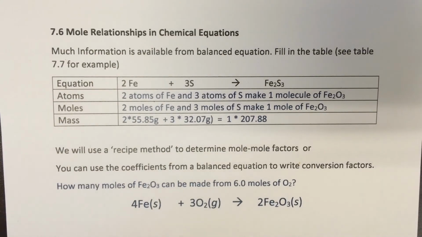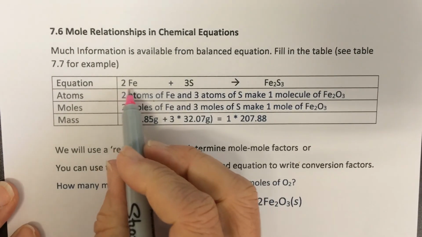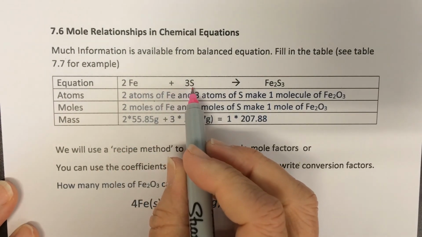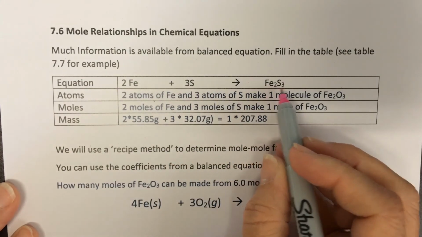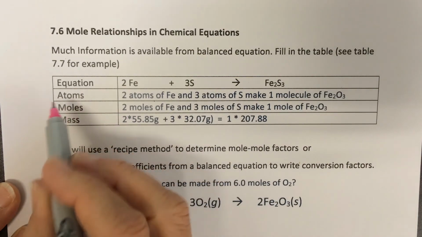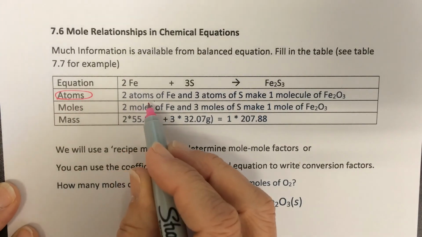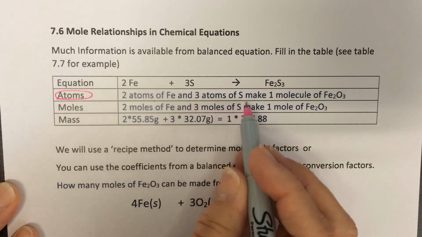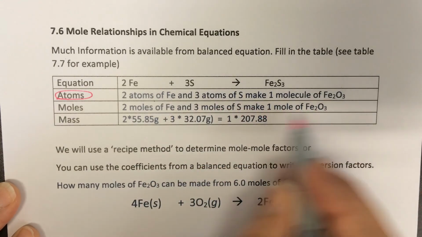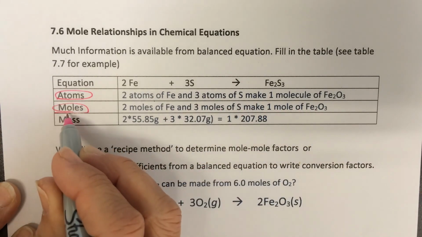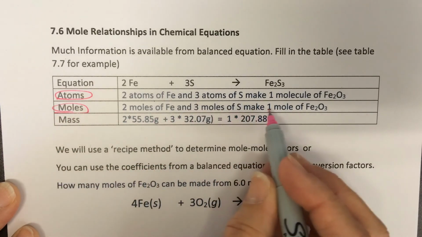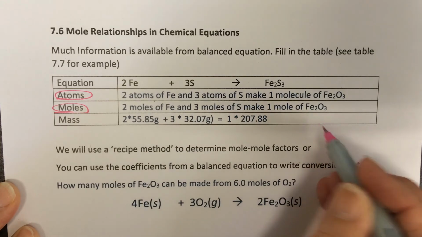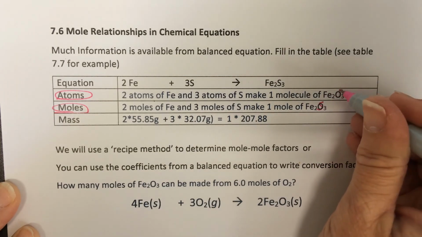Okay, a lot of information is available from a balanced equation. So if we have the equation 2Fe plus 3S make 1 iron sulfide, we can read that as atoms: 2 atoms of iron and 3 atoms of sulfur make 1 molecule. We can also read that as moles: 2 moles of iron and 3 moles of sulfur make 1 mole of iron sulfide. Sorry.